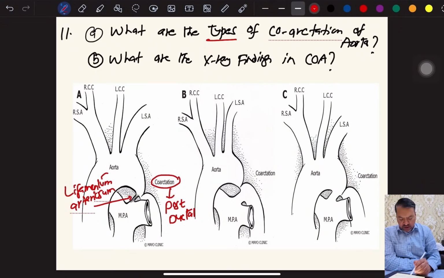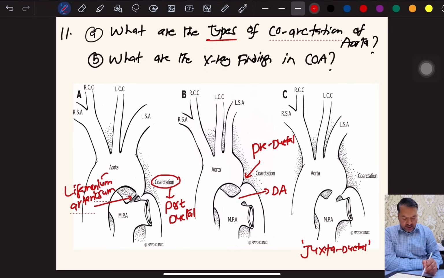Then this is the ductus arteriosus, DA, and this is preductal coarctation of the aorta, and C is called juxtaductal. That means right at the place where there is ductus arteriosus, juxtaductal, or you can also say ligamentum arteriosum. So these are the three types. This juxtaductal is the most common one.